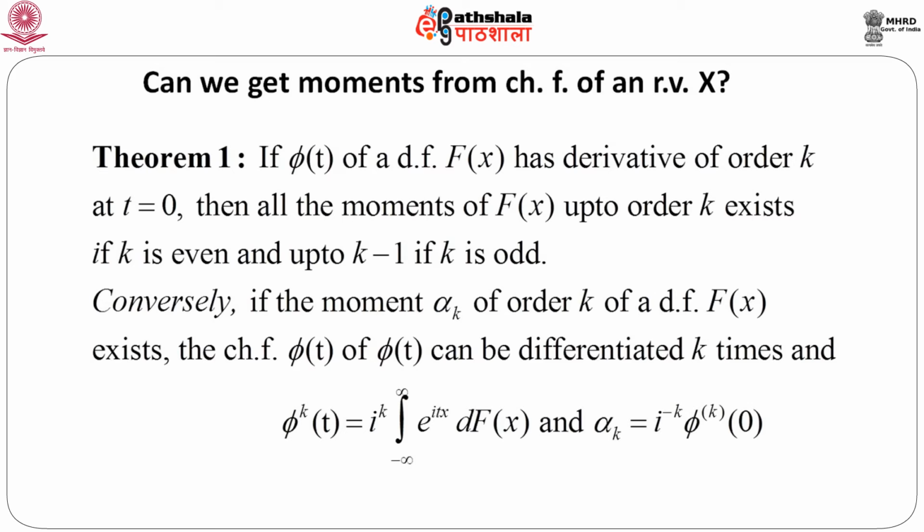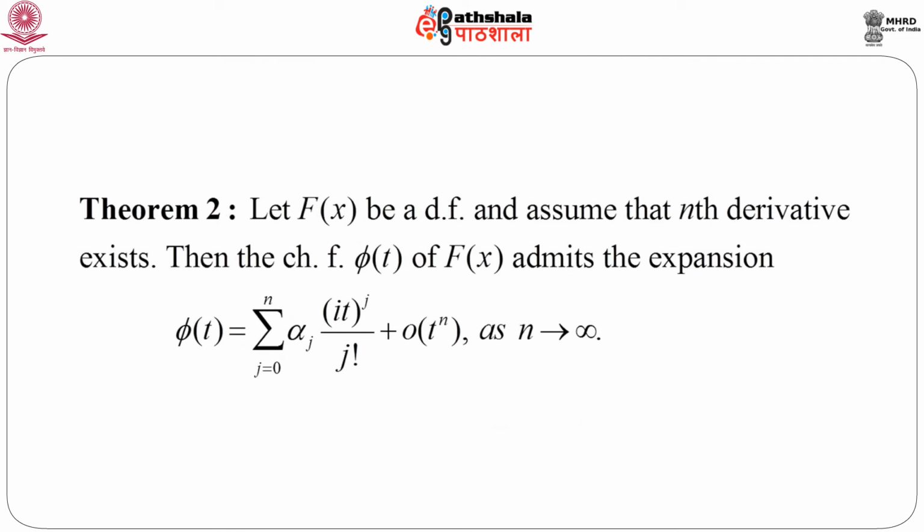So, this theorem basically gives us the moments from a characteristic function, and as a consequence we can state another theorem: if F(x) is a distribution function and we assume that the nth derivative exists for different values of n, then the characteristic function phi(t) of F admits the expansion phi(t) equals the summation from j equals 0 to infinity of alpha j (it) to the power j by j factorial, plus some term which is negligible, which goes to 0 as n goes to infinity. So, it admits the expansion from which we can get the moments up to nth order if the nth derivative exists.